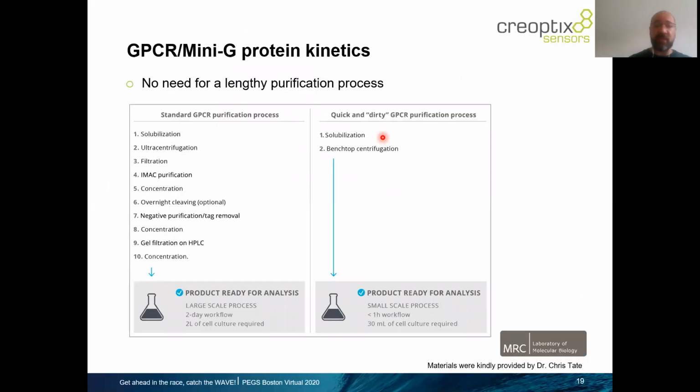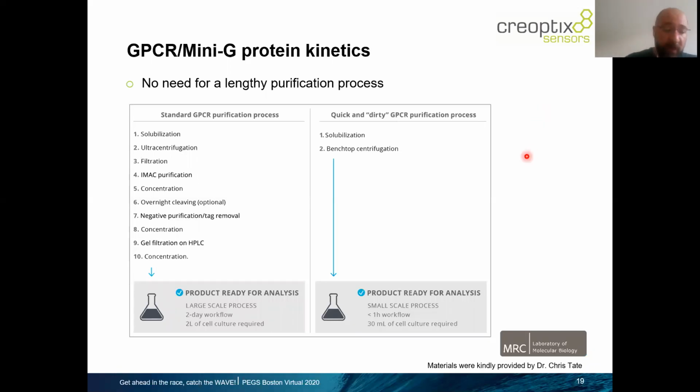Now moving to another type of crude samples, for example, membrane proteins. I am a GPCR specialist and I worked all my life with GPCRs. Here, at the MRC Laboratory of Molecular Biology in Cambridge, I worked on the serotonin receptor where we were aiming for structural studies.